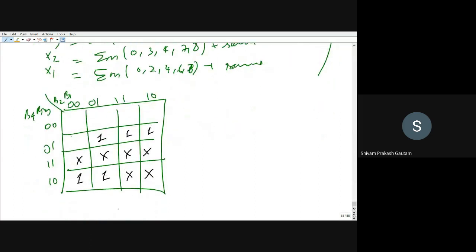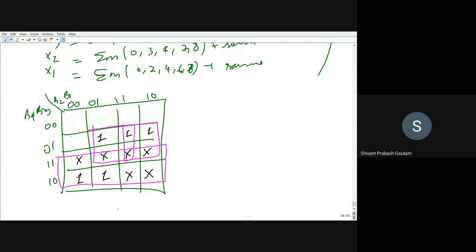Now you have to group it. Just see how you can group it. Are there any isolated cells present? There will be 3 quads. Okay. There are no isolated cells and there are no pairs as well. Now we will go for octet. If I group it like this, this will be an octet, right? And after octet, we will go for quad. If you group in this way, this will be one quad, and if you group in this way, this will be another quad.